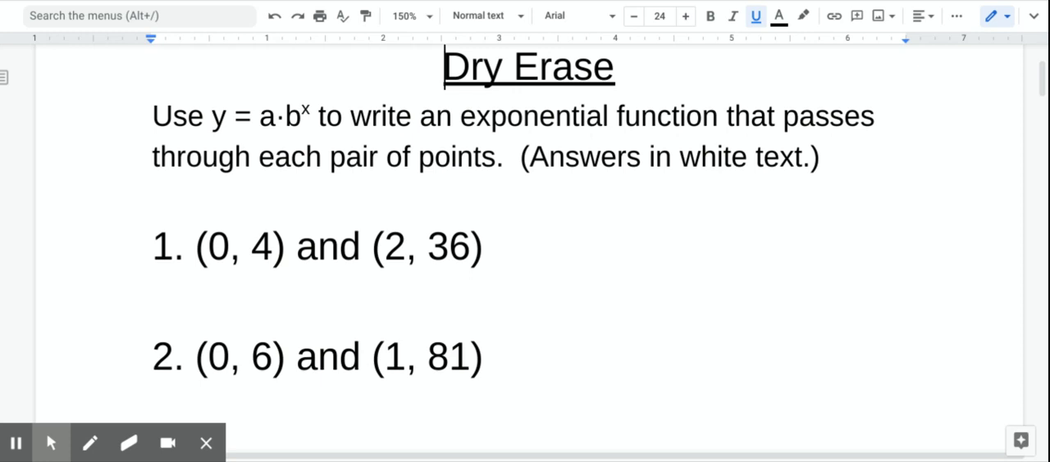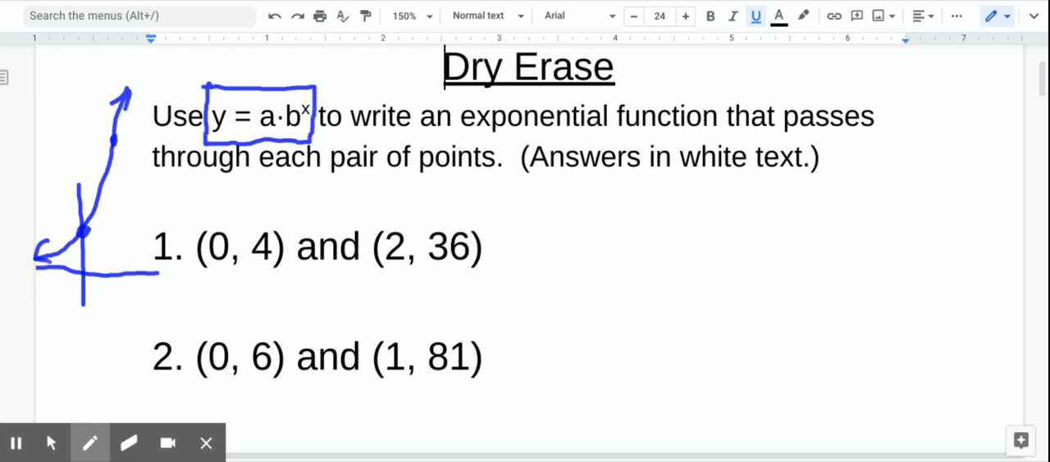We're going to start today by writing some exponential functions. So remember our most basic equation for exponential functions is y equals a times b to the x. And we have these 2 points. I'm just going to sketch this. We know this goes through (0, 4) and (2, 36). So clearly this is some sort of exponential growth, and we need to figure out what a and b are.